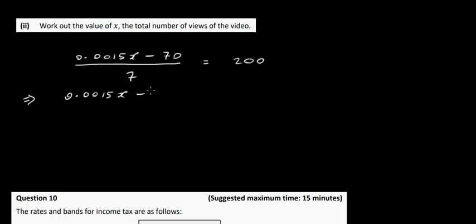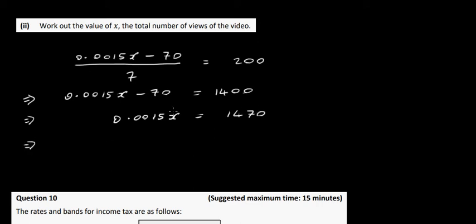0.0015x minus 70. Multiply the right hand side by 7, and you get 1400. Next thing we're going to do is add 70 to both sides to get rid of this 70 here. So we get 0.0015x is equal to 1470.